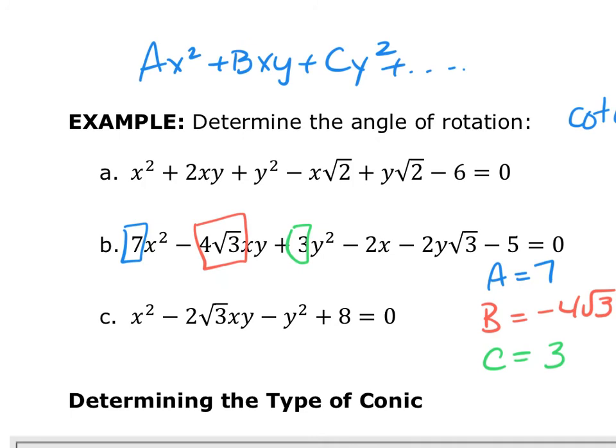Anything else? Any other kind of questions for me? Okay, find the angle of rotation for A and C, please. The angle of rotation for A and C.